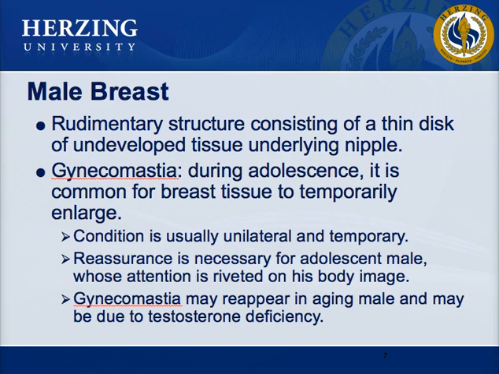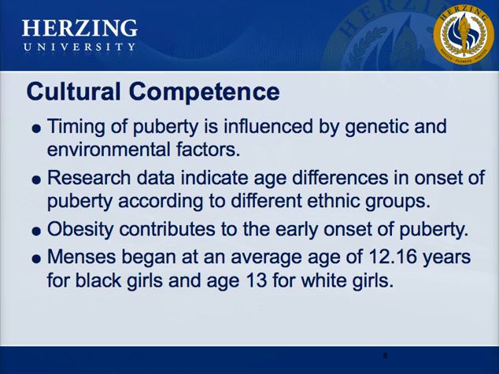The male breast consists of a thin disc of undeveloped tissue underlying the nipple. During adolescence, the breast tissue may enlarge, which is usually temporary. The timing of puberty is influenced by genetic and environmental factors. Obesity contributes to early onset of puberty.